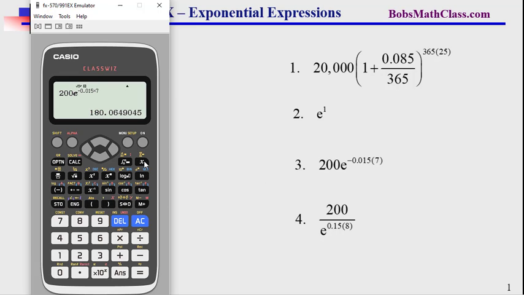All right, one more. Clear the calculator. This is a fraction, so hit your fraction button. And on top is 200. And then move it to the denominator using the arrow. Shift E, 0.15 times 8. Make sure that 8 is still up there in the exponent. That's where the 8 is, it's in the exponent. So then hit equals. And there we go, 60.23.